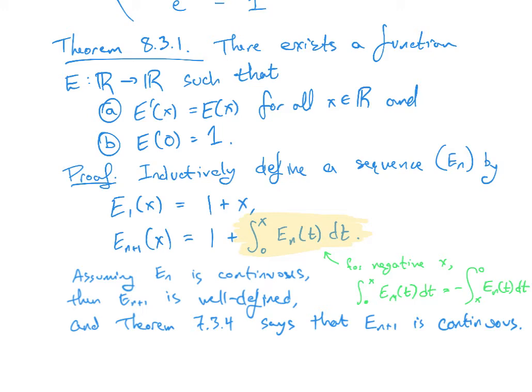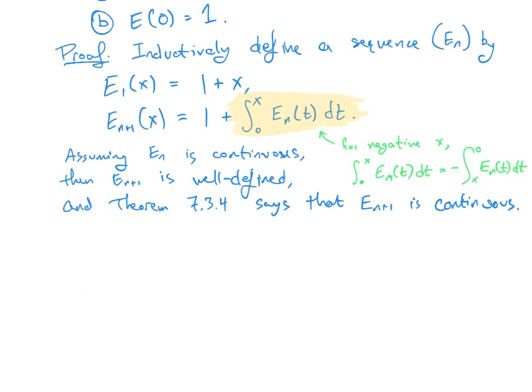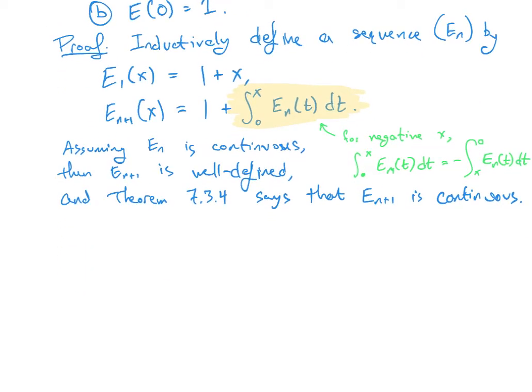Okay, and then you can see how this works inductively. That means e sub 2, n plus 2 is well defined, and then the theorem says it's continuous, etc. And for our base case of our induction, it's obvious that e sub 1 is continuous because it's 1 plus x.